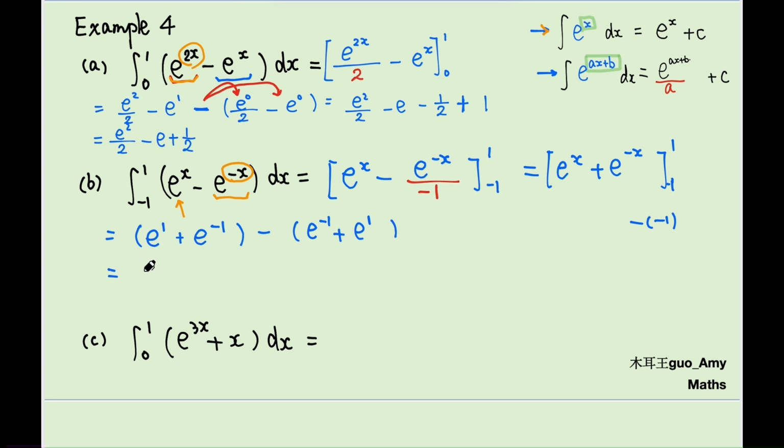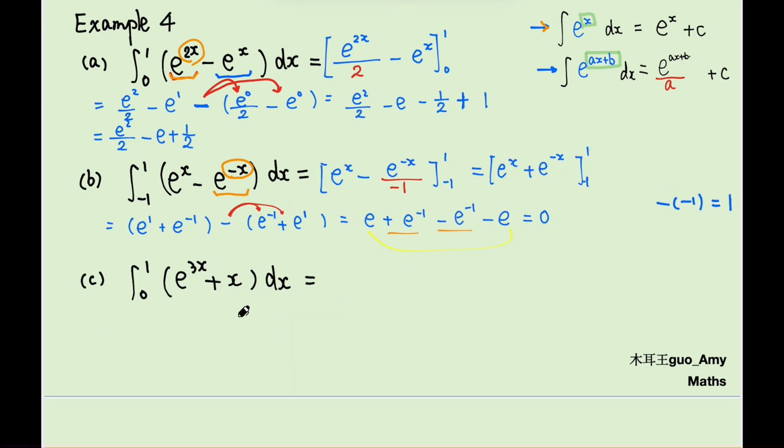Then we will expand the brackets. E to the power 1 is just e, and e to the power negative 1. We can keep this one, and then for the second bracket, it has the negative sign in front of it. Therefore, we will have negative e to the power negative 1, and then negative positive together for the second term, we will have negative e to the power 1, which is just e. We can see e to the power negative 1 minus e to the power negative 1, they cancel out. The result is 0. And similarly for e minus e. Therefore, the final result is 0.